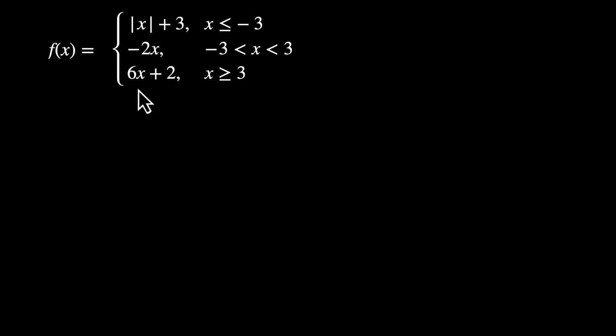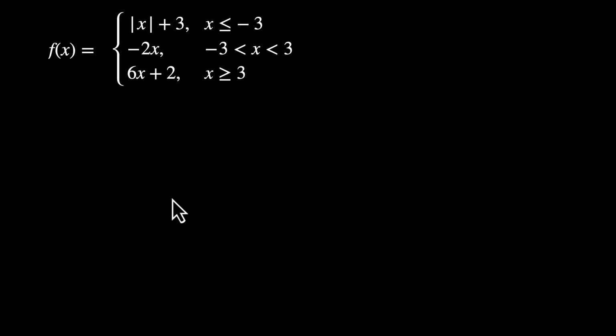Let's try one more. f(x) is equal to this. So this is divided into 3 parts. The first part is for x less than or equal to minus 3. The definition is mod x plus 3. This next part is from minus 3 to 3. The definition is minus 2x. And the third part is x greater than or equal to 3. The definition here is 6x plus 2. So pause the video, figure out for which points do we need to check continuity, and then check the continuity.